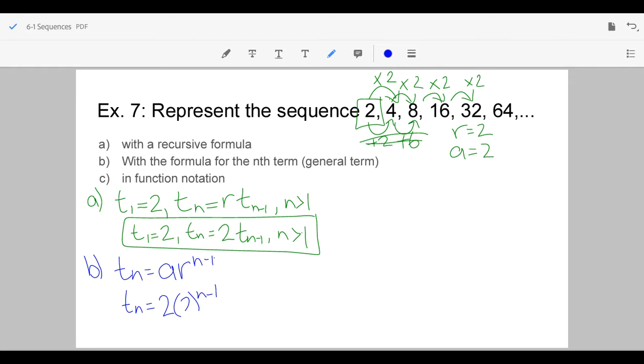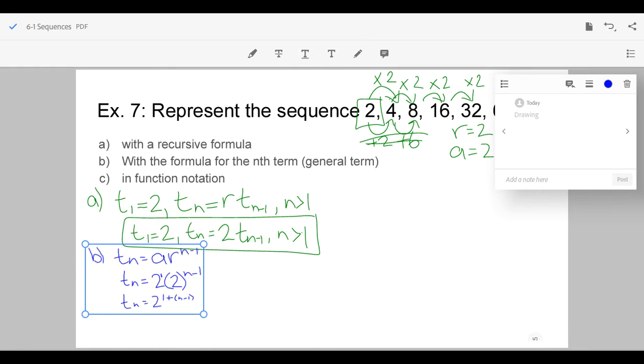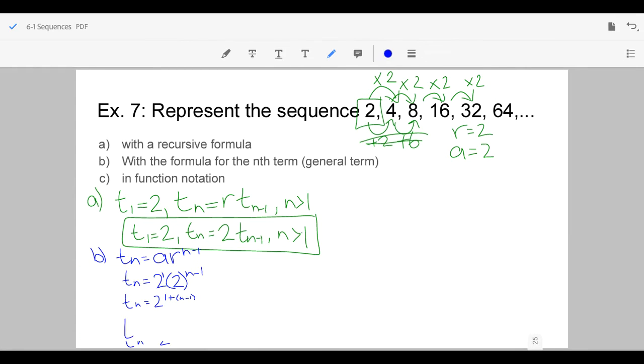Now, when we have the same base, we can add the exponents. There's an invisible 1 here. So we would get that term n is equal to 2 to the exponent 1 plus n minus 1. Well, 1 plus n minus 1 is just n. I'm going to shrink this down so I can fit the last little bit in here. So this is actually equal to term n is equal to 2 to the exponent n in simplified form. So that's the general term.